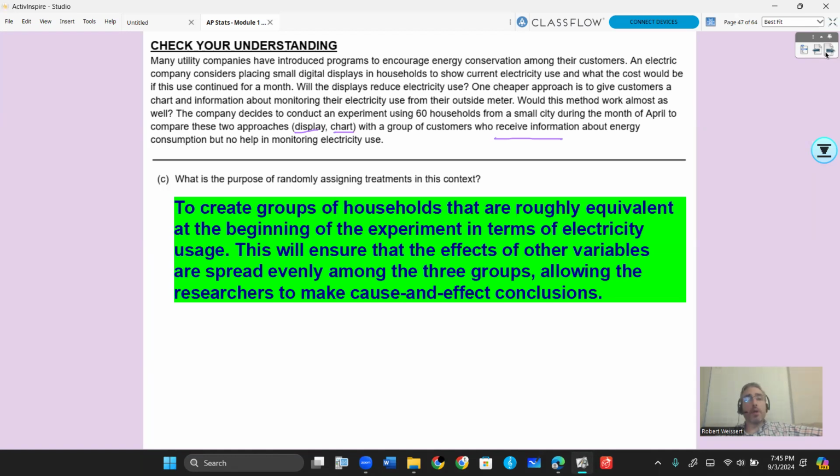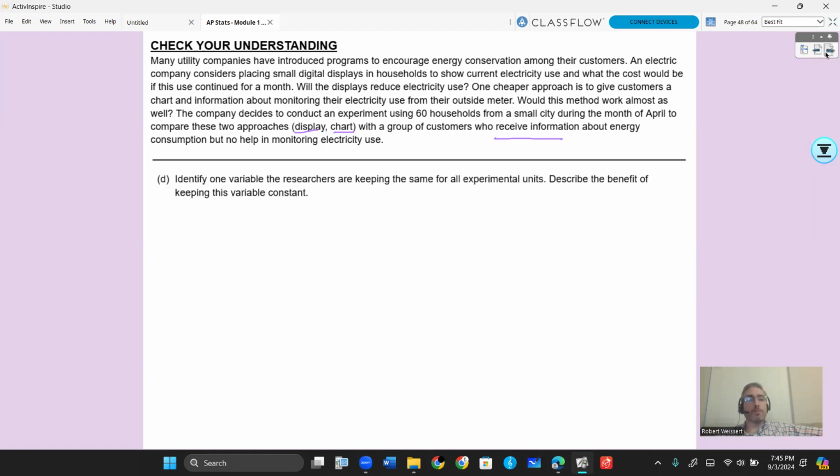And lastly, what are some of the variables that we controlled for? So identify one variable that the researchers are keeping the same for experimental units. Let's look over here. Can you think of anything in here that we're kind of keeping very similar so that way we can control for outside variability?